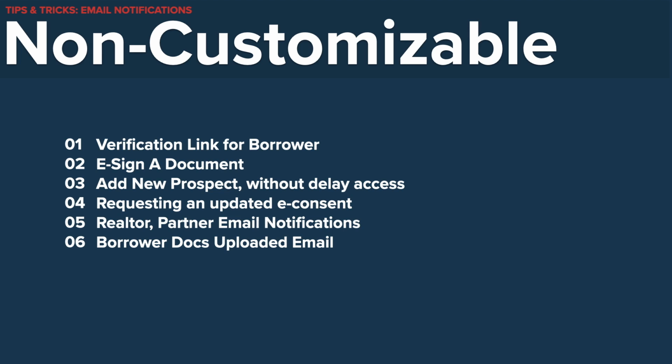Now, first, we'll go over the non-customizable emails. And with these emails, we'll go over the verification link for your borrowers from the landing page. Whenever you add an e-signature request for a document, the add new prospect without delay access, requesting an updated e-consent, your realtor and partner email notifications, and the borrower docs uploaded email. So those are the ones that are going to be non-customizable.